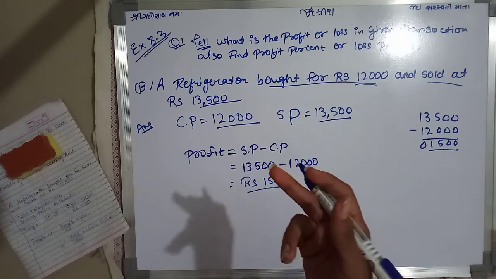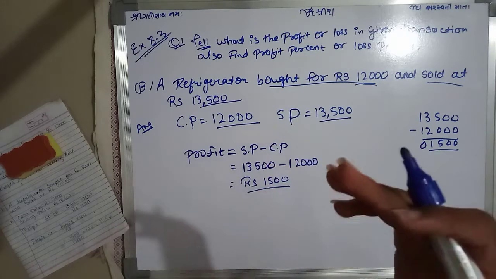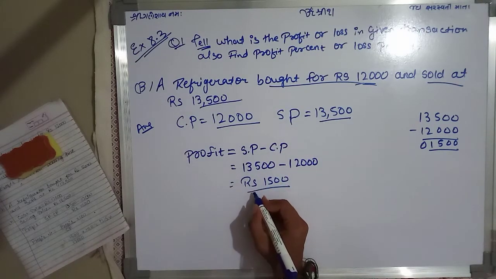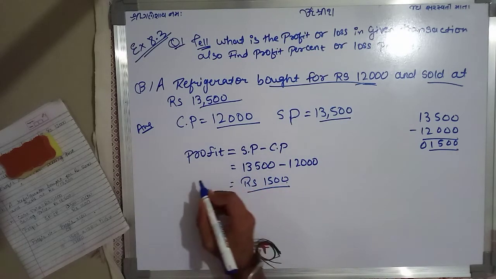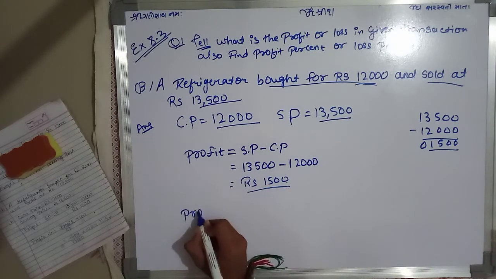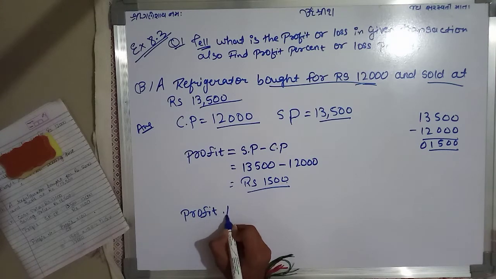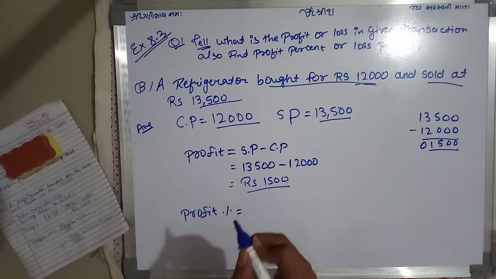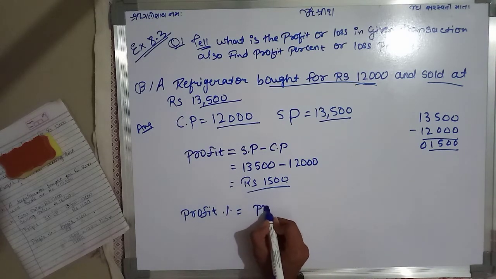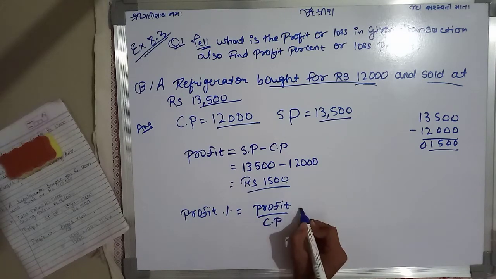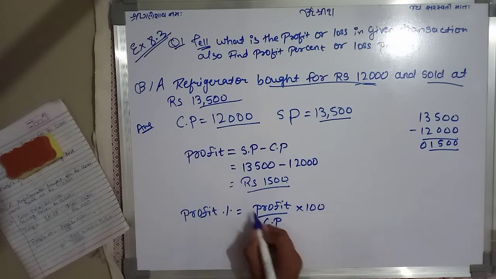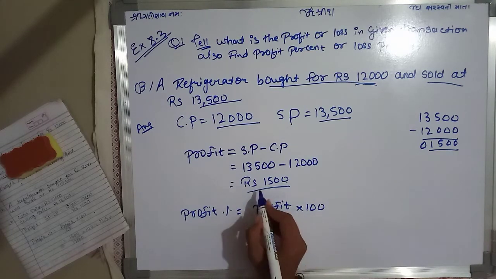Then we have to find the profit percentage. What is the percentage of profit we make? Profit is rupees 1,500. Let's find the profit percentage. What is the formula of profit percentage? Profit that we make divided by cost price into 100. Remember this formula.